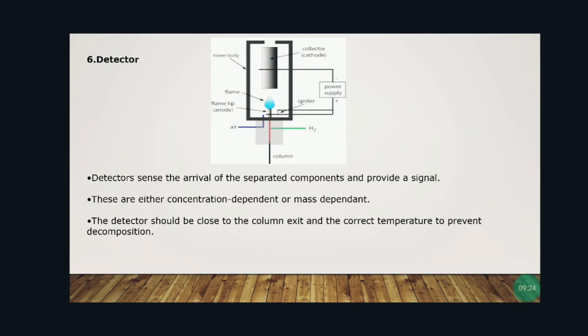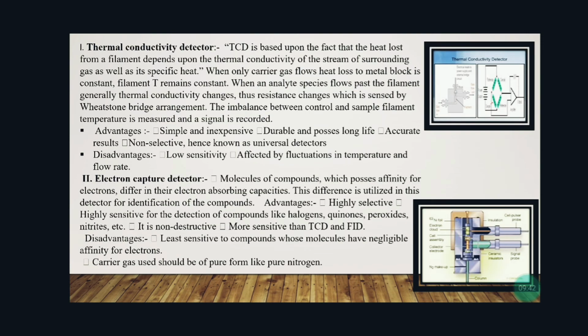Detector. The detector senses the arrival of the separated components and provides a signal. These are either concentration dependent or mass dependent. The detector should be close to the column exit and at the correct temperature to prevent decomposition. So there are four types of detector. We're going to see them. First one is thermal conductivity detector.